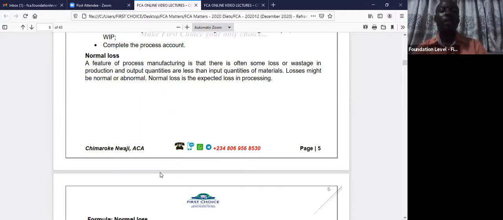Normal loss is a process whereby you expect that loss will occur, and you are expecting it. Let's say you are expecting a 10% or a 5% loss, and true to your word, you lost 5%. Because of your experience in that business, you know the amount of loss that you are expecting.